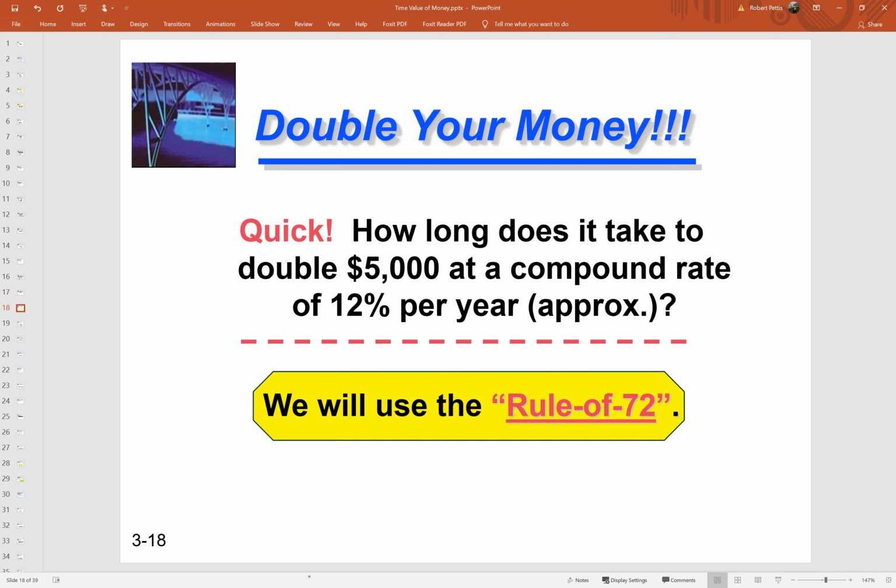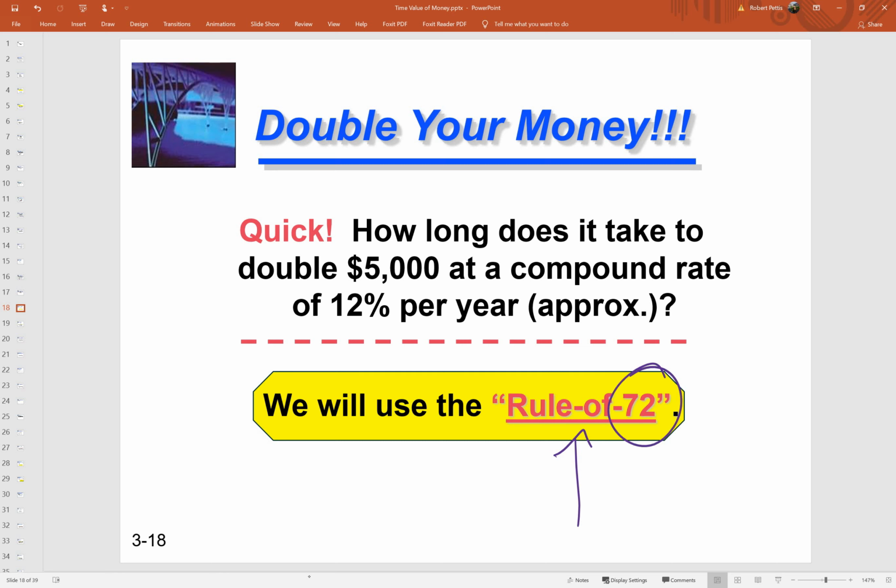Okay, so let's do a little bit of an aside here. If we wanted to find out how quickly we could double some amount, and we're talking about money here, but we could be talking about other things. In fact, I think in the homework you're going to see some questions where we're doubling things other than money. If we just wanted to quickly figure out how long it would take to double an amount of money at a given interest rate, we could use what's called the rule of 72.